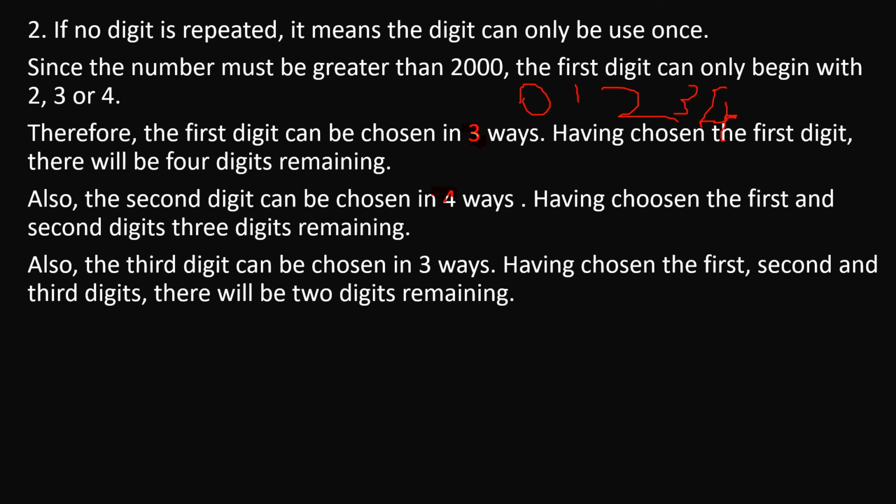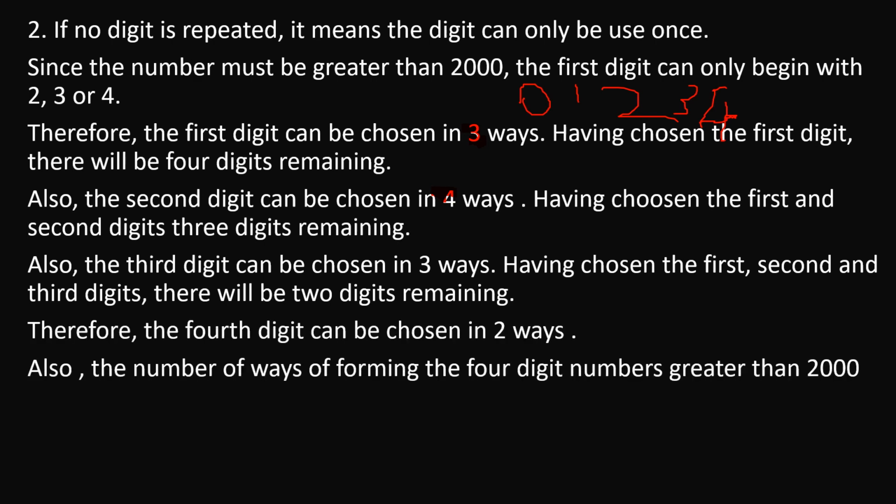I've chosen the first digit, the second digit, and the third digit, so I'll be left with 2 digits that I have to choose the fourth digit from. Therefore, the fourth digit can be chosen in 2 different ways. Please, if you don't understand this part, repeat the video several times. You can play it slowly so that you get the understanding.